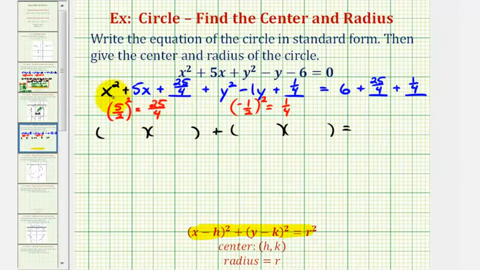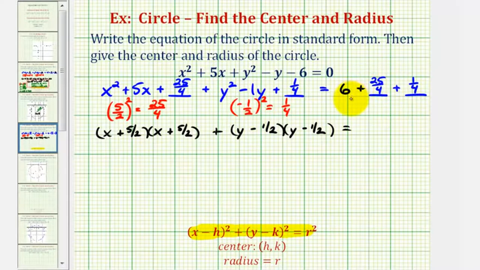So looking at the trinomial in terms of x, we'll have x and x. We want the factors of 25 fourths that add to 5. This is why it's so important to show this work here. The factors that we're looking for are 5 halves and 5 halves, the number that we squared in order to get this constant to make it a perfect square trinomial. So we'll have plus 5 halves here and plus 5 halves here. Now looking at the y part, we'll have y and y. And now we want the factors of 1/4 that add to negative 1. And the factors will be the number we squared to get the 1/4, which will be negative 1/2 and negative 1/2. So we'll have minus 1/2 here and minus 1/2 here. Notice if we didn't show this work here in red, it would be much more difficult to find the factors that we need. But notice in both cases, these are perfect square trinomials.